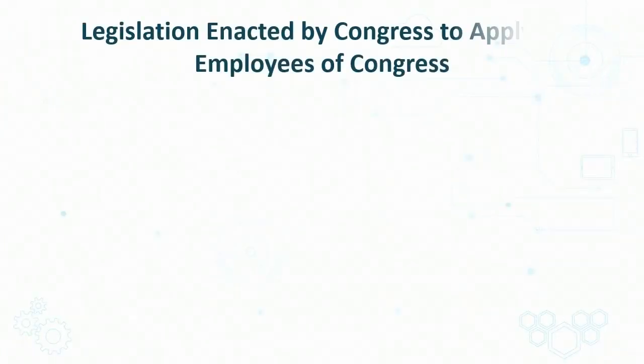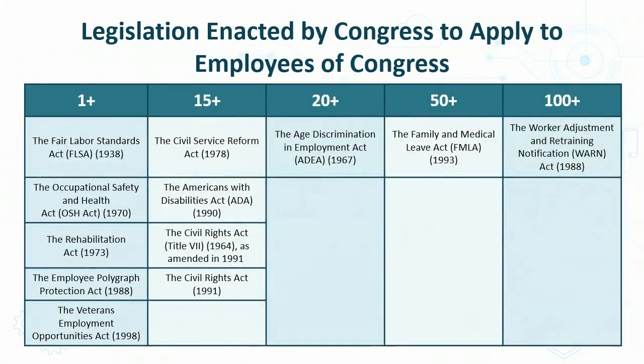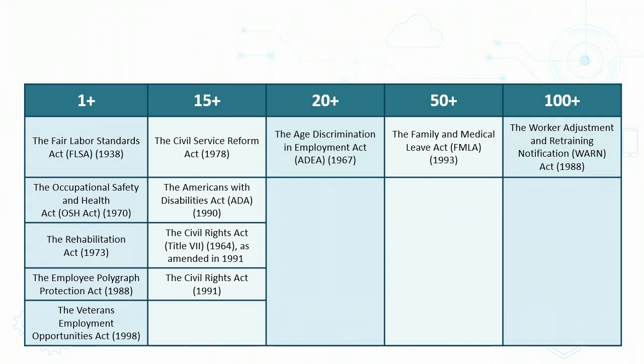The law requires Congress and its affiliated agencies to abide by 12 specific laws that already apply to other employers in and out of the government. This table shows the legislation organized by the number of employees each agency will be required to have for the law to take effect. The Act extends the rights to an additional 30,000 employees in the legislative branch.